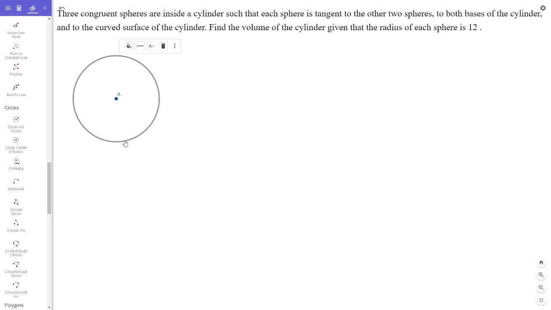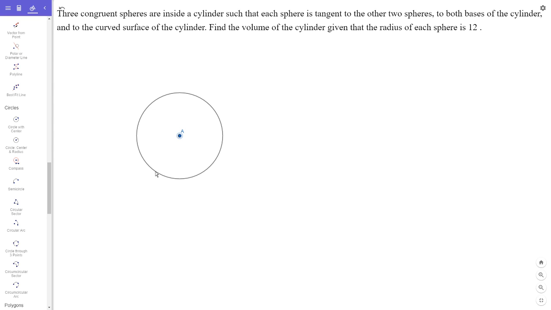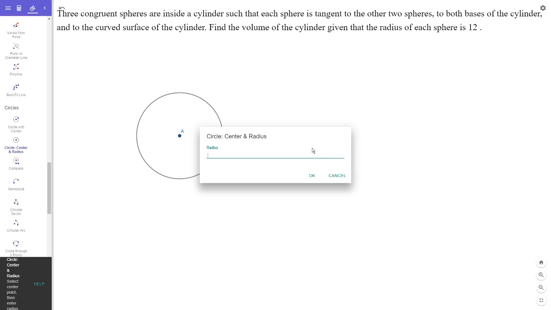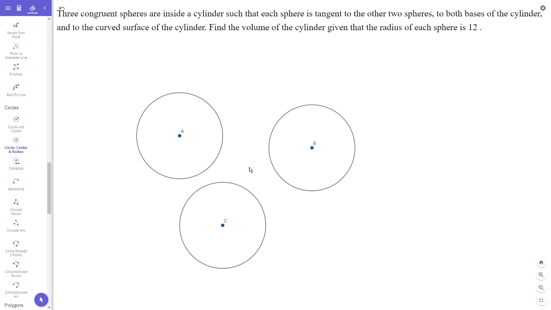And I want each of the three spheres to be congruent. So what that is going to require is that I'm going to have another circle with a radius of 3 and one more with a radius of 3. Okay, now they're all in this cylinder such that the spheres are tangent with the top, bottom, and curves of the cylinder. And each sphere is tangent to the two other spheres.